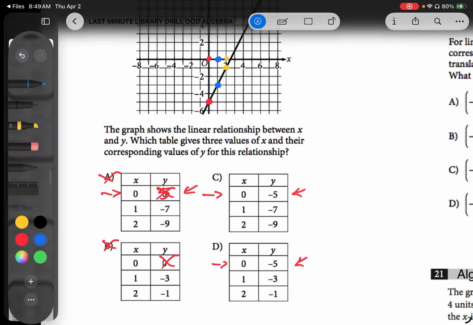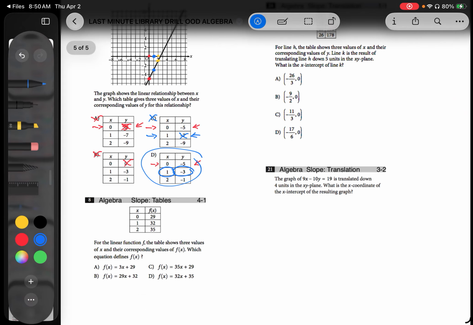What's the next thing I could take a look at? The blue dots. When x equals 1, y equals what? -3. That is not -3, so good night, C. This is -3 when x equals 1, so D is my answer. And mama said, knock you out.